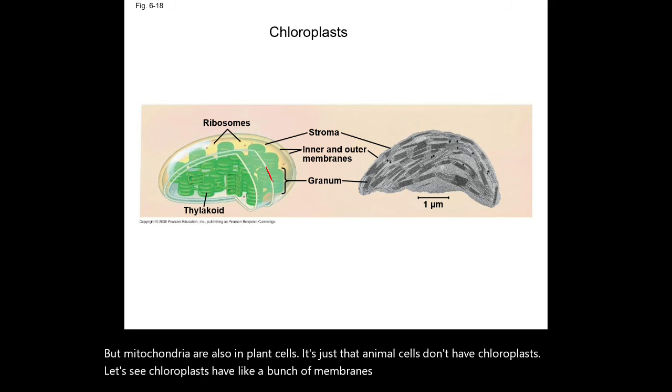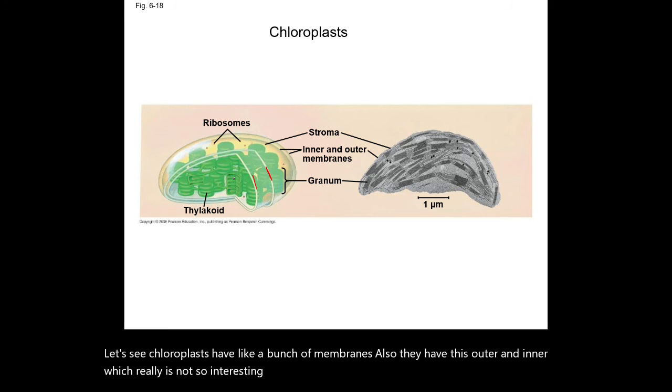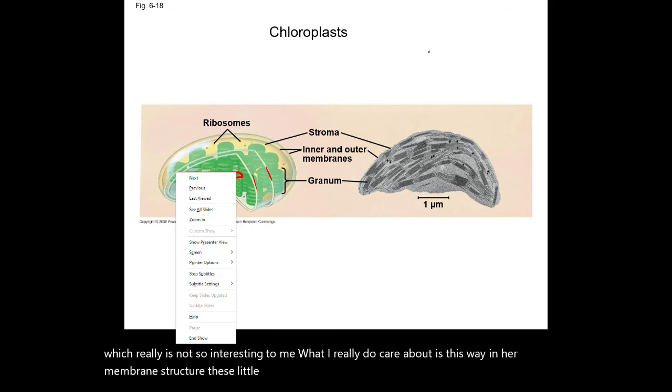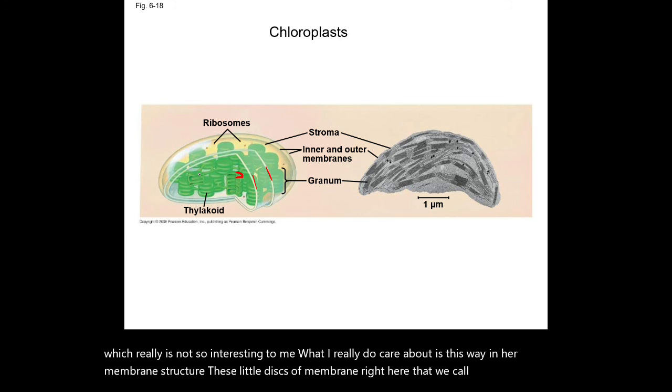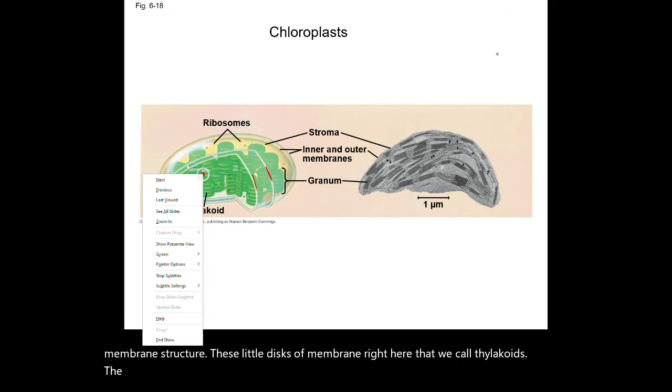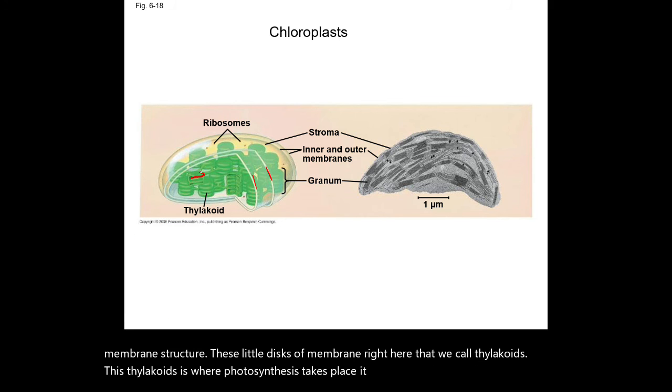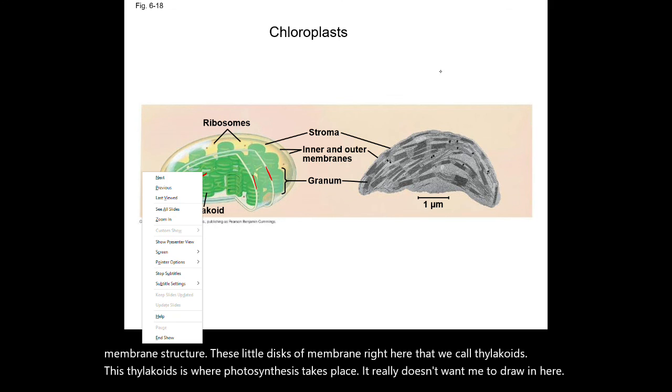They have this outer and inner membrane, which really is not so interesting to me. What I really do care about is this inner membrane structure, these little discs of membrane right here that we call thylakoids. These thylakoids are where photosynthesis takes place. So photosynthesis will take place there.